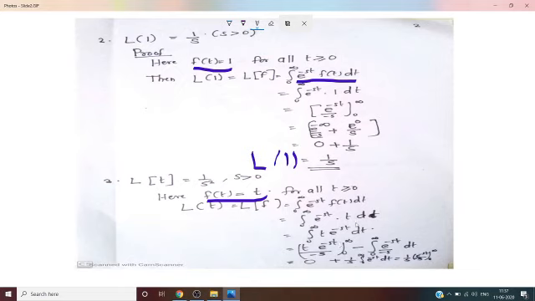Then take the first function as t and the second function as e raised to minus st. Integral 0 to infinity t into e raised to minus st dt. That is the integral of the product of two functions: first function into integral of second, that is e raised to minus st.